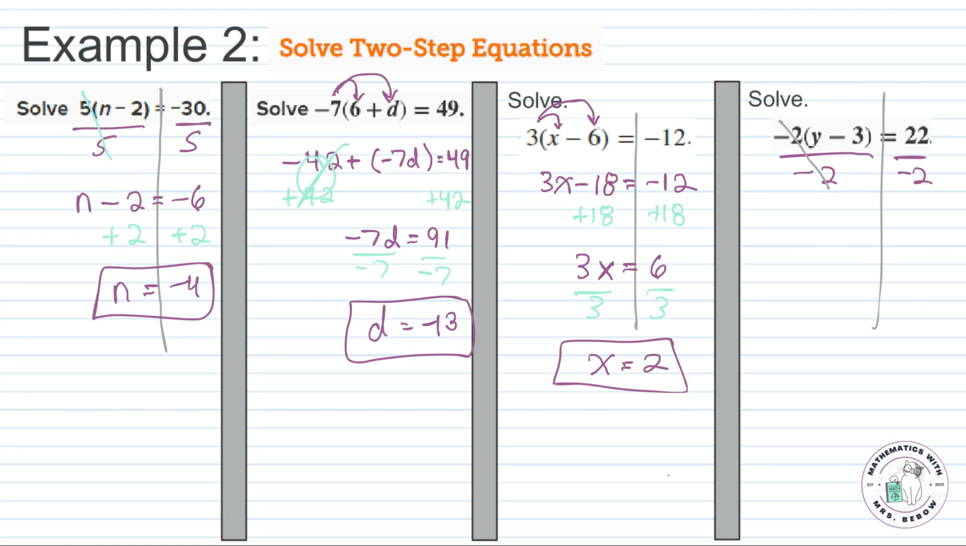So we're left with this y minus 3 equals negative 11. And we just have one more step to solve, which is to add 3 to both sides, and we get y equals negative 8.